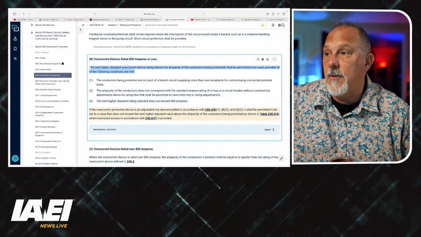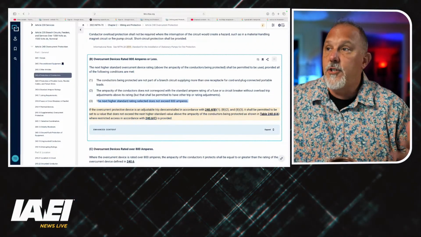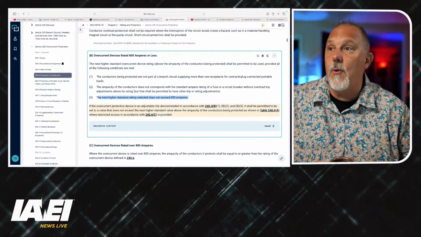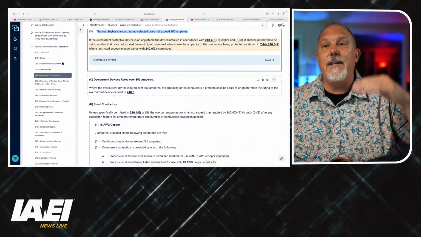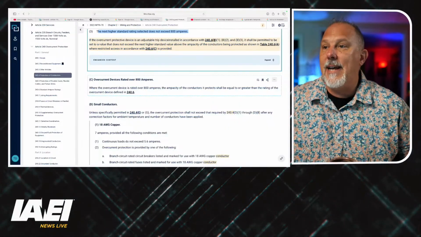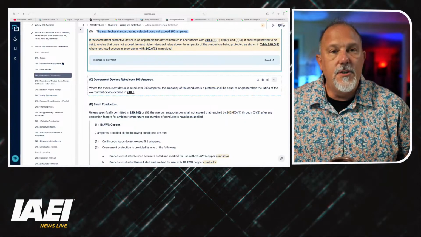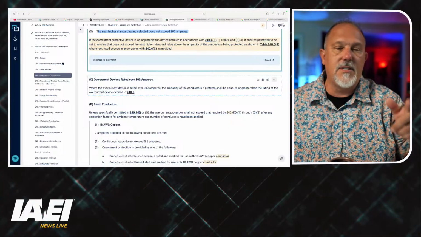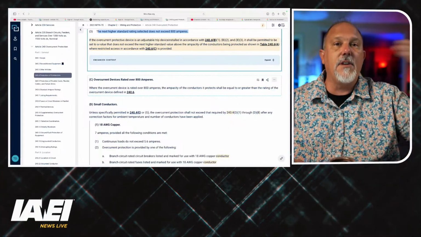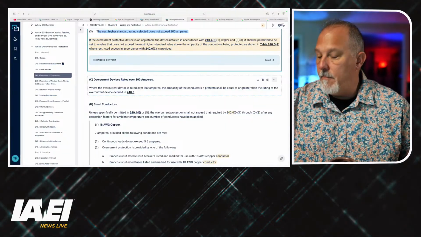As long as I meet these three criteria, then the next higher standard rating does not exceed 800 amps. So that's the 800 amps or less. When I'm over 800 amps, I cannot go to the next higher. It has to be equal to or greater than the rating of the overcurrent device. So I would have to go to the next lower. If this was 750 amps, I'd have to go to the lower value, not the next higher. Make sense?